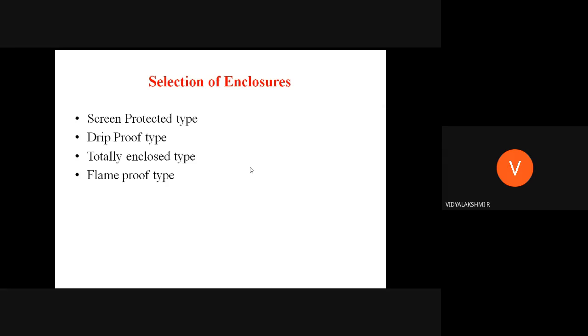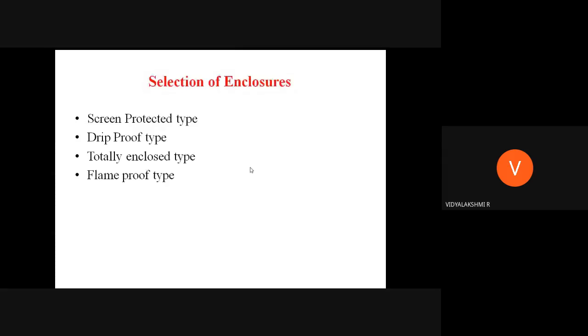I'm repeating once again: in a very dusty atmosphere, I can use the totally enclosed type enclosure. In the totally enclosed type, there is one disadvantage: there is no ventilation. So for ventilation, I can design special fans inside the totally enclosed type. The fan is used for cooling, because whenever my motor is running, it heats up. So again, I need to cool my machine, and in the totally enclosed type I need a special arrangement to ventilate my drive.